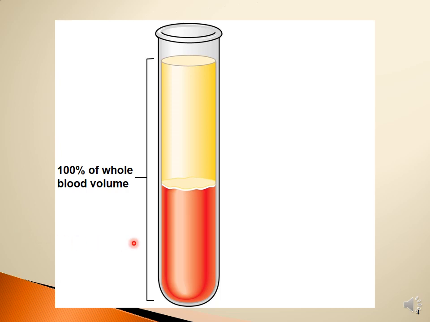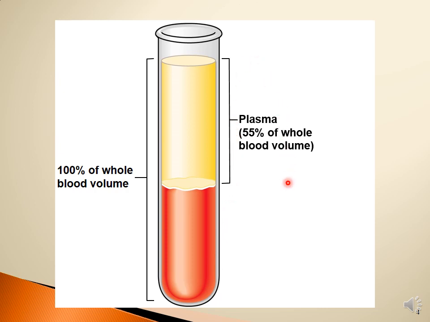If we take a blood sample and place it in a test tube, and this test tube is exposed to centrifugation, the blood will separate into three different components. One component is the plasma, which accounts for 55% of the whole blood volume. It is the liquid or watery part of the blood that is composed mainly of water plus plasma proteins and other chemicals, ions and chemicals.